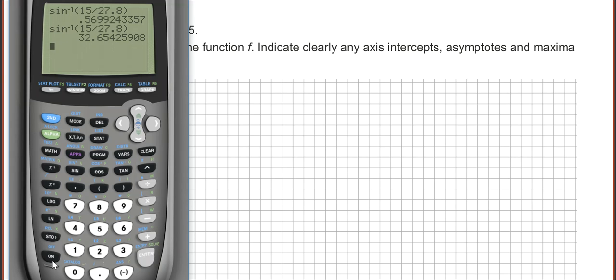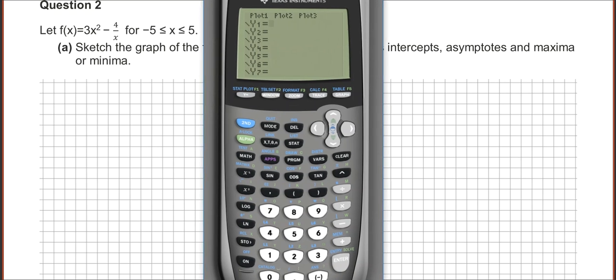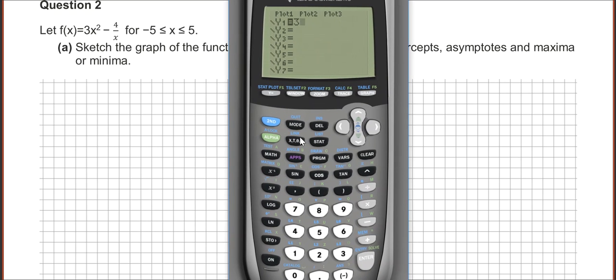All right, so you always make sure you do it when we're going through these things. So I'm going to put y equals in, and I'm just going to put that in. So we do 3x squared minus, use your buttons for putting fractions in. Use it as there. 4 divided by x. Put a window in, -5 to 5 for x.